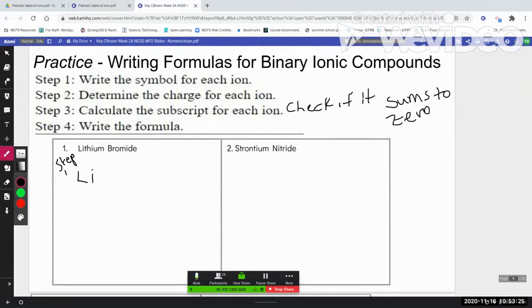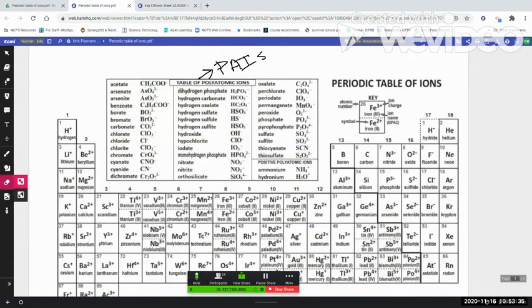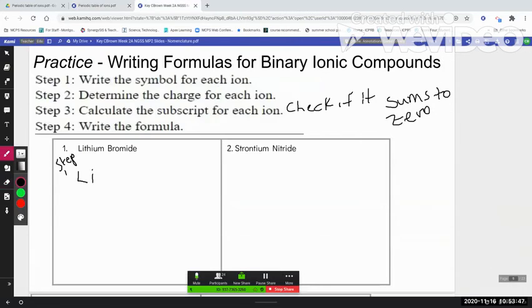And then, did anyone find bromide? You want to look on the right-hand side. It's the second name. So we're looking over here, bromide. Notice there's nothing in group 18. They tend to not be in compounds. So I'm going to look over here. Right there, bromide. It's a negative. That means it's a negative one. So that's my step 2, is to know their charges.